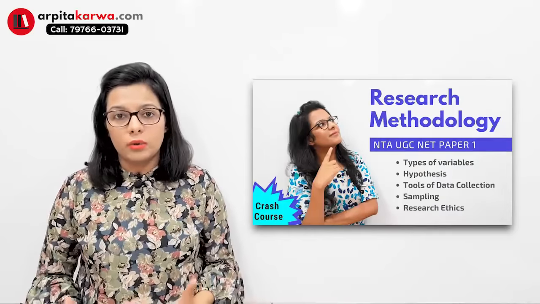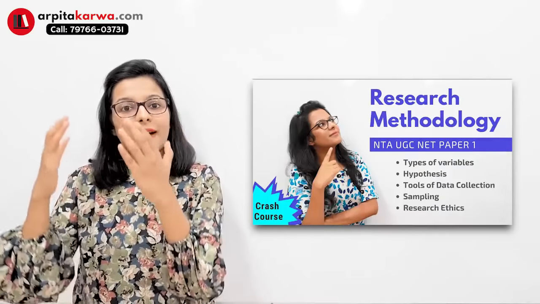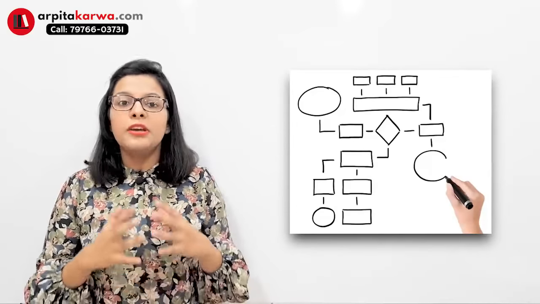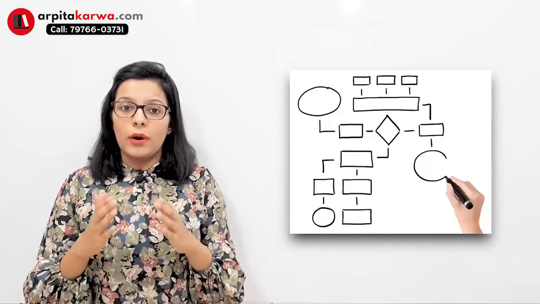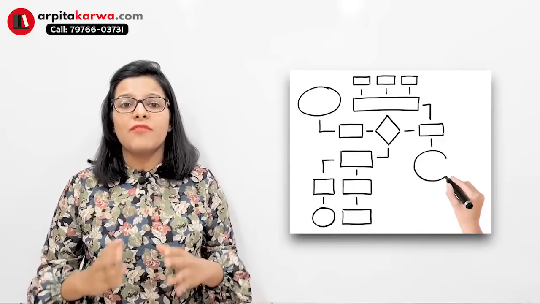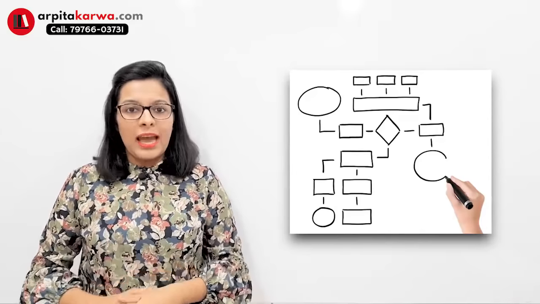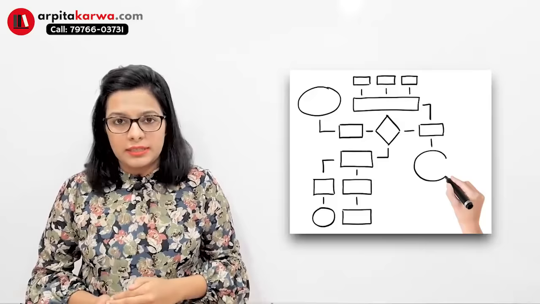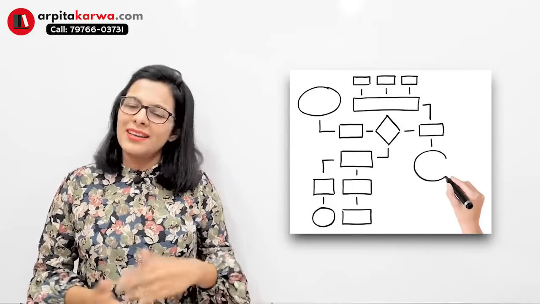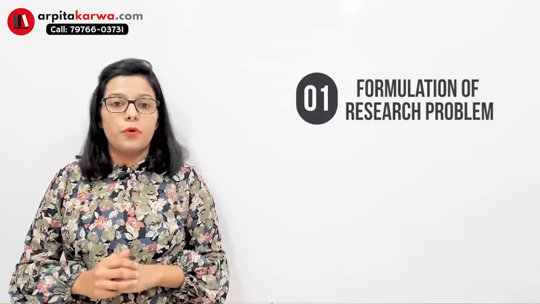Research karni kya hoti hai, kaise karni hoti hai, kya steps follow karne hote hai, flow chart aaj hum discuss karenge research process ka. Now, any research is going to have at least 8 steps and we are going to look at each of the 8 steps one by one. So, let's start. The first step in any research is formulation of research problem.